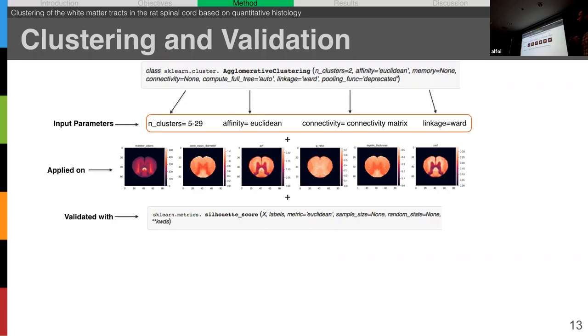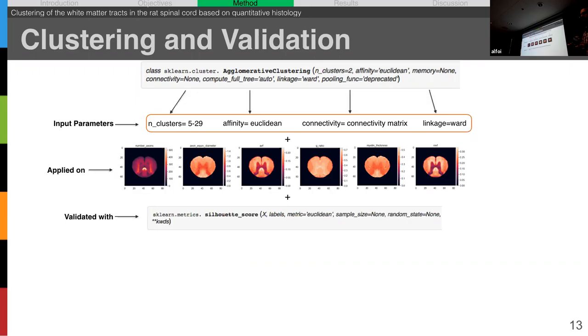Validated with this silhouette score, we also use another score, which I'll show the results for later on, the Davies-Bouldin score. Both are intrinsic validation methods. So what this means is that they validate the clusters based off the clustering alone, based off of distance. The silhouette score measures the data points within the cluster and compares it to external clusters to see how well that data point sits within the cluster. The Davies-Bouldin index looks at how well the clusters are separated.